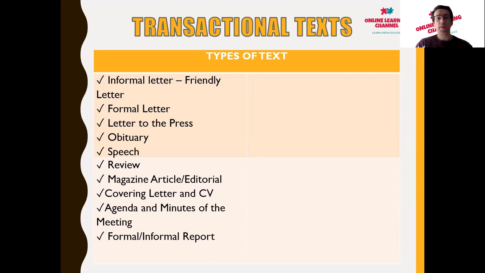All right, so the types of text that you could essentially pick or choose within the actual piece. Like mentioned earlier, an informal letter could be a friendly letter to a colleague or a friend, a formal letter, the letter to the press, an obituary, a speech, a review, magazine article, editorial, covering letter and CV, agenda and minutes of a meeting, or a formal or informal report. So we're going to be highlighting a couple of these examples later on in the slides, and essentially we're going to be elaborating on what a typical example of these particular texts would look like.